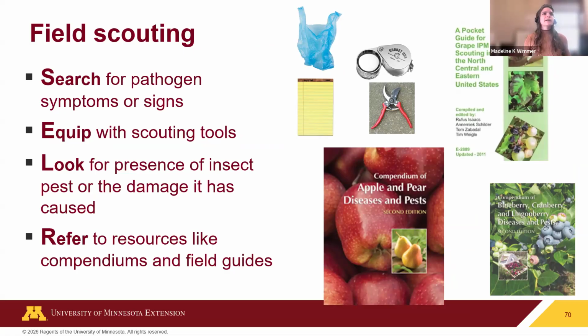So for field scouting, what does that mean? It means that you're actually going out, you're looking for the pathogen, or you're looking for a pest itself, or you're looking for signs of a pathogen or symptoms that might be indicative that that pathogen is out there, or even that an insect pest is out there, how much leaf area is being chewed on, etc. So you'll want to keep a good notebook, a good log, dates of what you might be seeing.